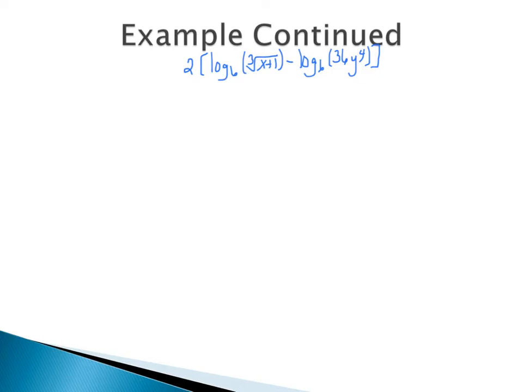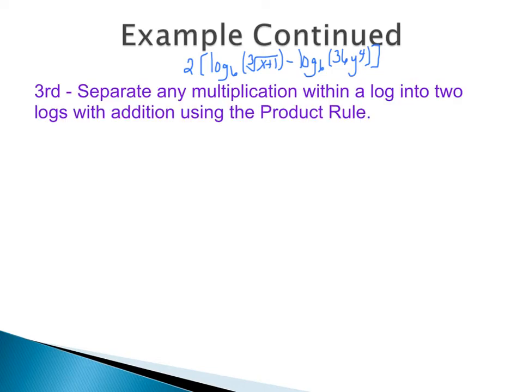Our third step is to separate any multiplication that we have using our product rule. So right now we have two separate logs. Our first log is log base 6 of the cube root of x plus 1. Well, inside that log of the cube root of x plus 1, I don't see any multiplication, so we don't need to use the product rule on that log.